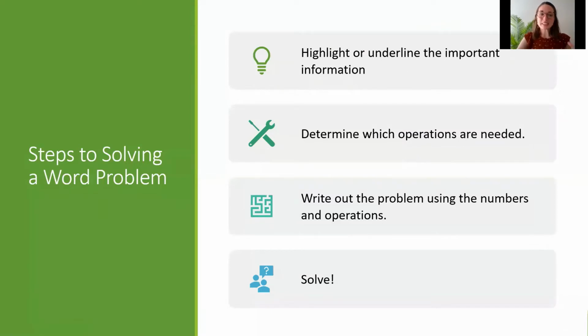So let's review our steps for solving a word problem. First, we're going to highlight or underline or identify that important information. What are the numbers and the operations that we want to know? Then we need to determine any operations that might not be explicitly said. So paying attention to the words and the processes to pick out, do we add, subtract, multiply, divide? Then we want to write out the problem using numbers and operations. So it transforms from a word problem into a number problem or a number sentence. And then we can solve.